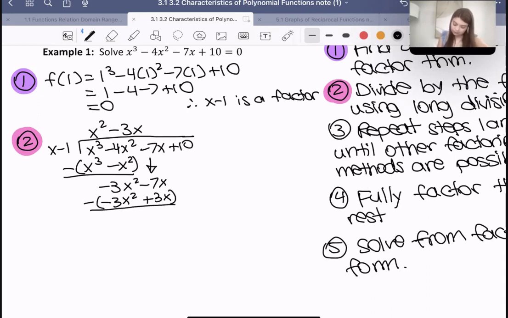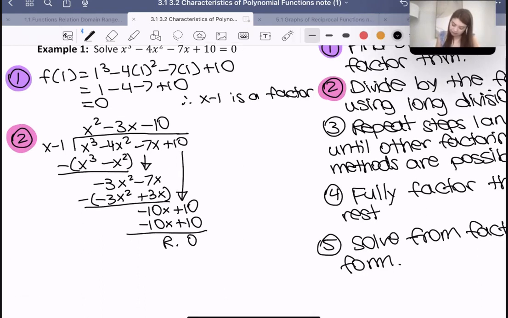And over here, we're going to get negative 3x squared minus negative 3x squared, which is 0. And then over here, we're going to get negative 7x minus 3x, which is negative 10x. Then we're going to bring down our 10. How many times does x go into negative 10x? Well, that's negative 10 times. X times negative 10 is negative 10x. Negative 1 times negative 10 is plus 10. And then we are going to subtract and we get 0, and we get that the remainder is 0.